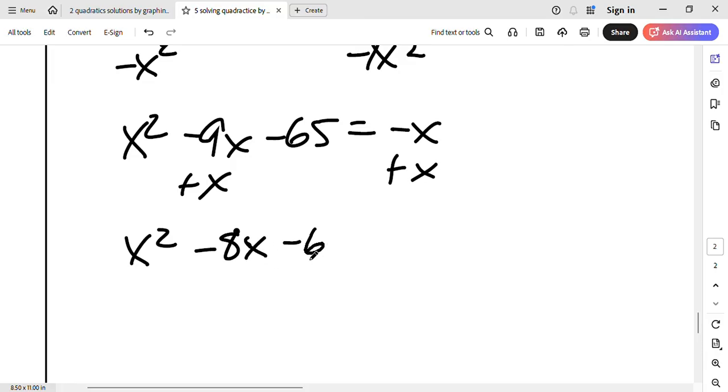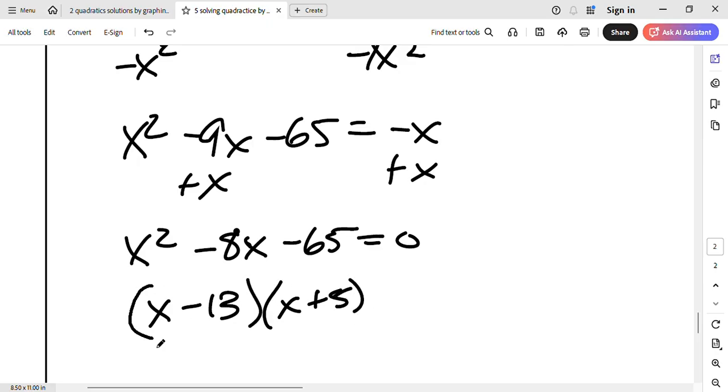X squared minus 8x minus 65 equals 0. Oh, that's annoying. Factors of negative 65 that add up to negative 8. What do we think, class? I know 12 times 5 is 60, so 13 times 5 is 65. Oh, that works. 13 and 5. Yeah, x minus 13 and x plus 5.